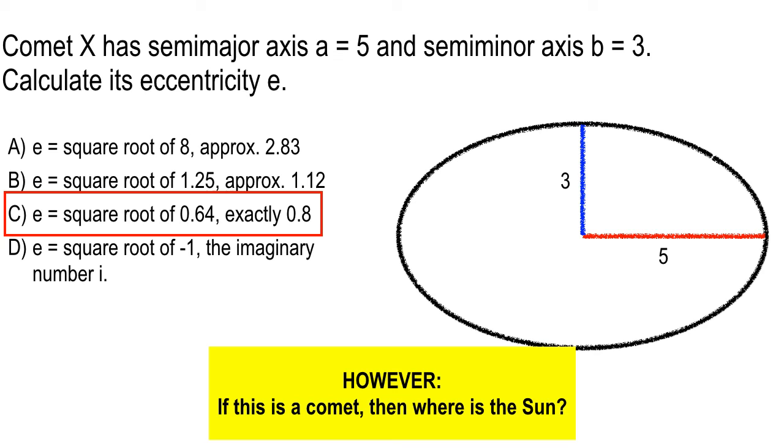Now, the thing about this particular diagram, do not be deceived. The sun is not at the intersection of the red and the blue line segments. That's the center of the ellipse, but the sun would be somewhere off over here or over here on the ellipse. Either one of those two foci.